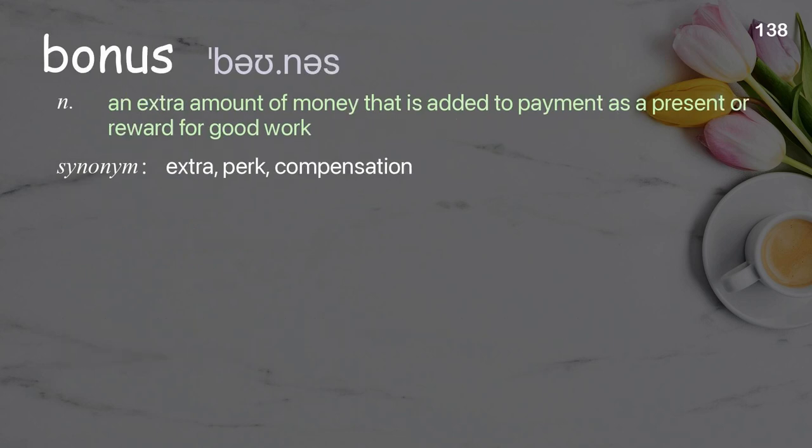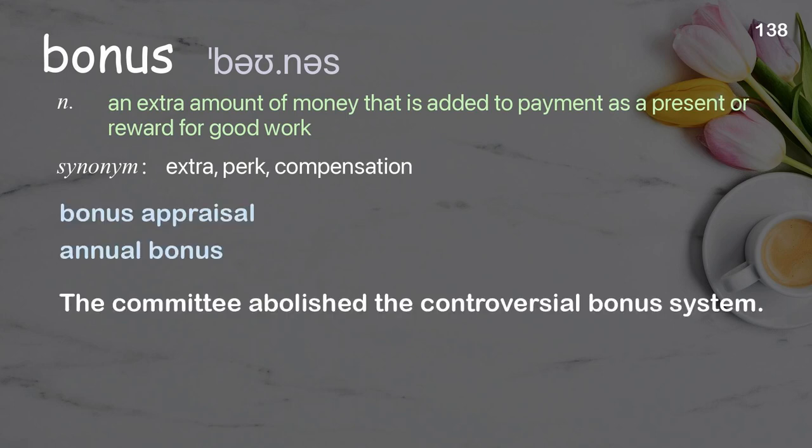Bonus. An extra amount of money that is added to payment as a present or reward for good work. Examples: bonus appraisal, annual bonus. The committee abolished the controversial bonus system.